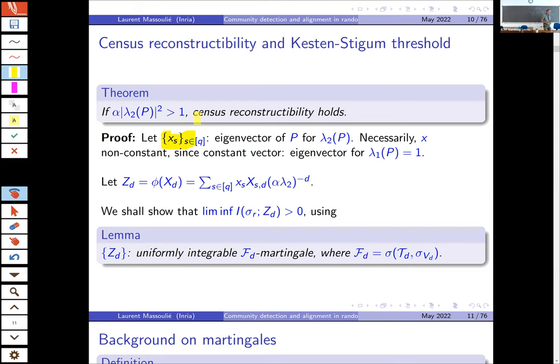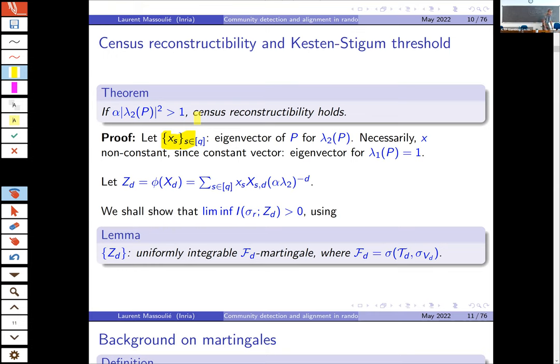And we'll be able to show that census reconstructibility holds. Remember, this means that the mutual information between the spin at the root and this vector X_{S,D} does not vanish, by showing that in fact the information between the spin at the root and this statistic does not vanish. Okay. So how do we do that?